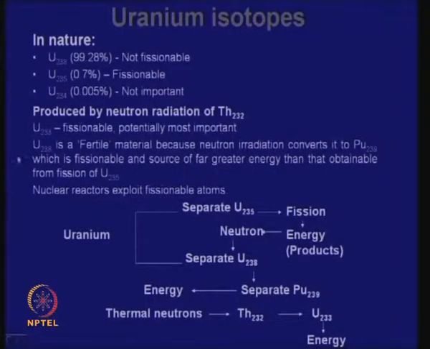Why is it fertile? Again let me repeat, it is fertile material because neutron irradiation converts it to plutonium-239, which is fissionable and a source of far greater energy than obtainable from fission of uranium-235. It should be obvious, uranium-235 is only 0.7%, but we have uranium-238, which is 99.2%. So, if we can convert it to plutonium, we will have a lot more fissionable material. Unfortunately, there is a problem.